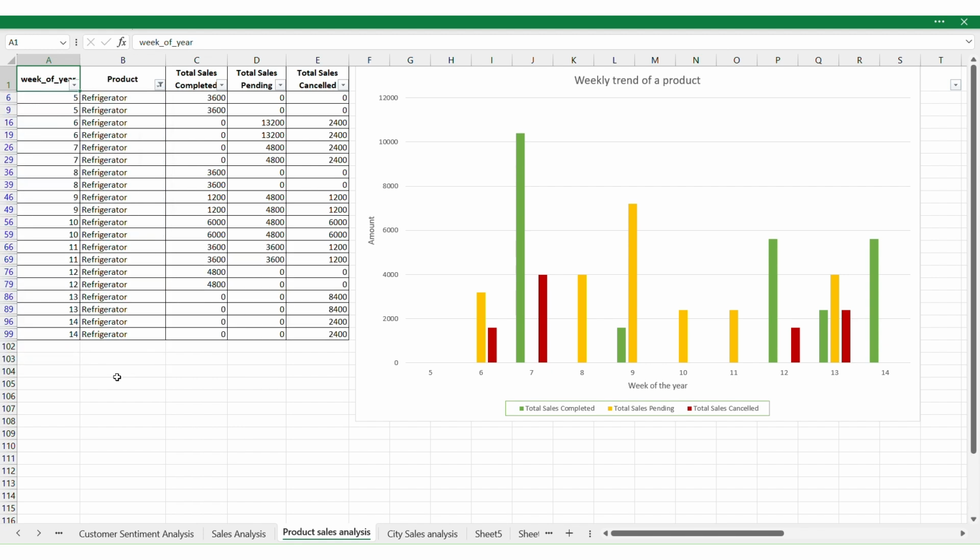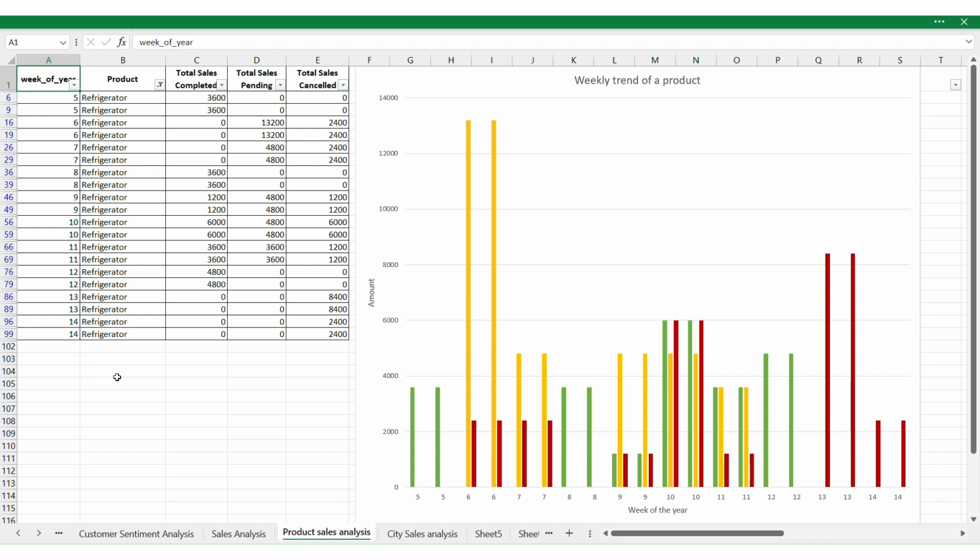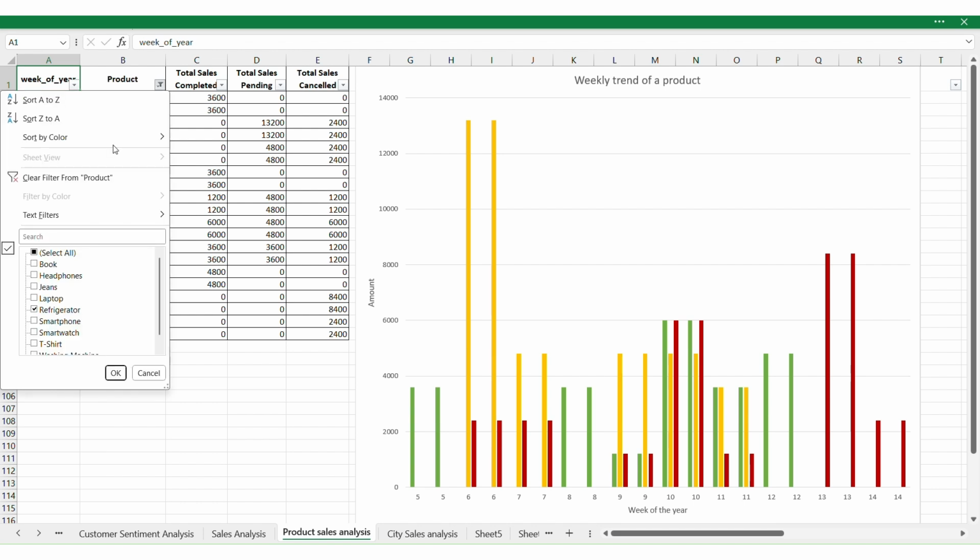Next, for refrigerators, we noticed a high number of pending orders initially. The store managed to fulfill most of them over the following months. However, cancellations during the 13th and 14th months led to a drop in sales.